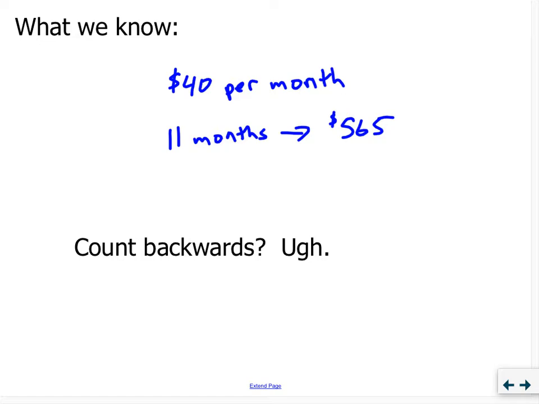So you're not given a starting value, which means, do you want to count backwards 10 months, 9 months, 8 months to try to find that starting value? I know I don't want to do that. No way. So let me show you another way, a more efficient way to determine that equation that we're looking for.